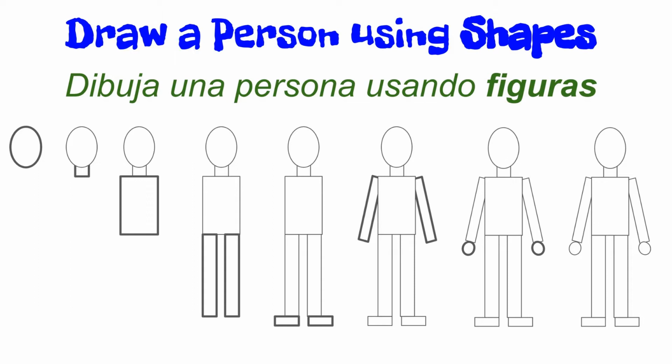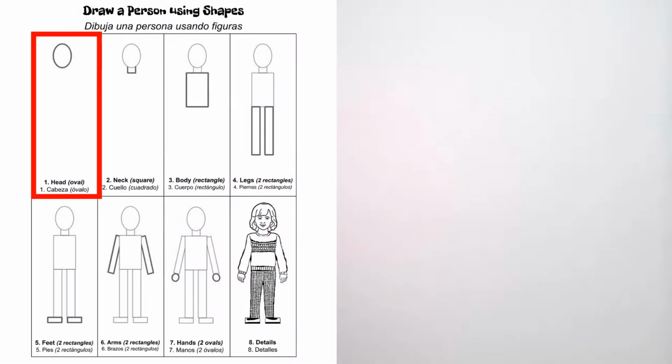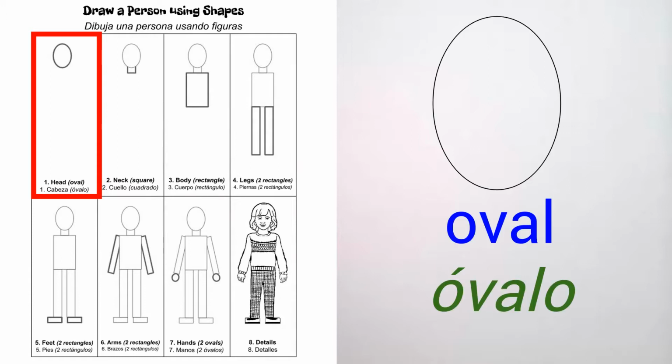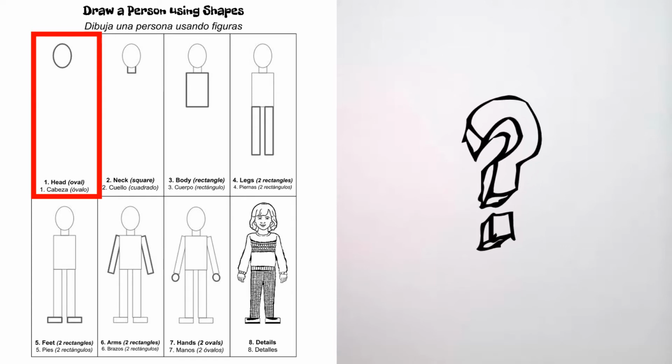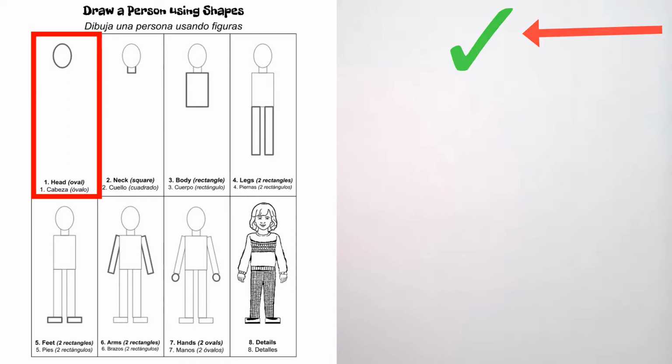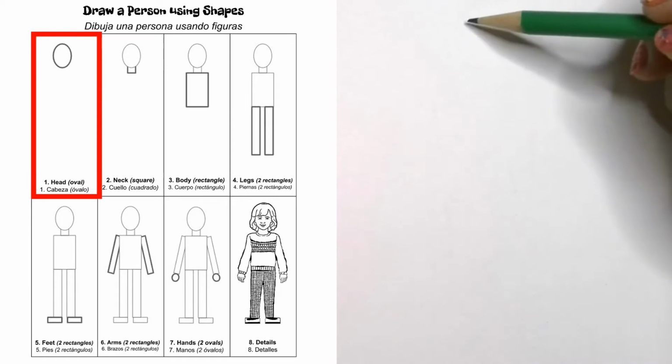You can press pause during this video and draw along with me. We're first going to draw our person's head, la cabeza. What shape is a head? That's right, it's an oval. Is your head at the top or bottom of your body? So where should we draw it on our paper? That's right, the top. Should we draw our head somewhat small or really big? Let's keep it on the smaller side.